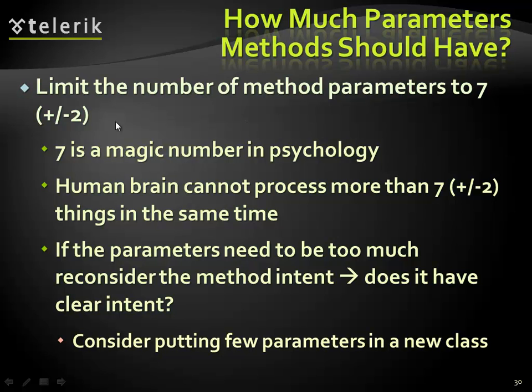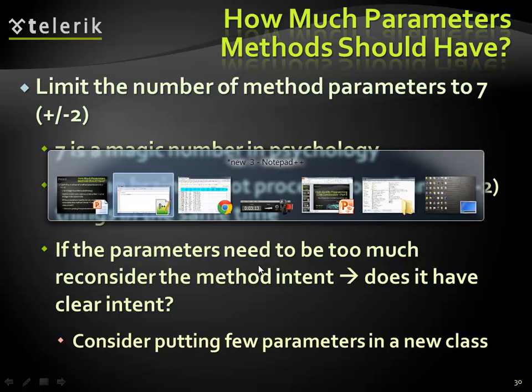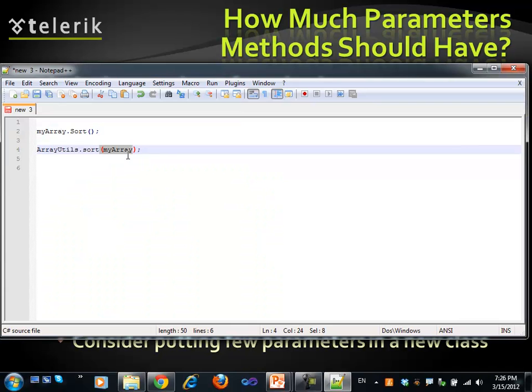I don't know why 7 is a magic number in psychology. I don't think the human brain should start processing each and every parameter. But if you have a method which is well documented and it knows what it needs to do, and each of the parameters is justified to be there, then it's okay. And if you're writing the code, it's okay for your parameters to be also in multi-line.